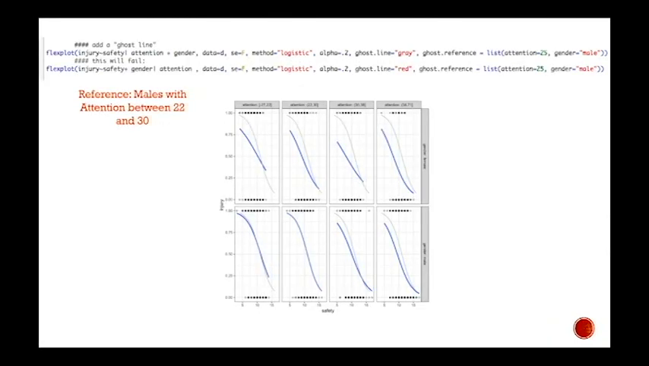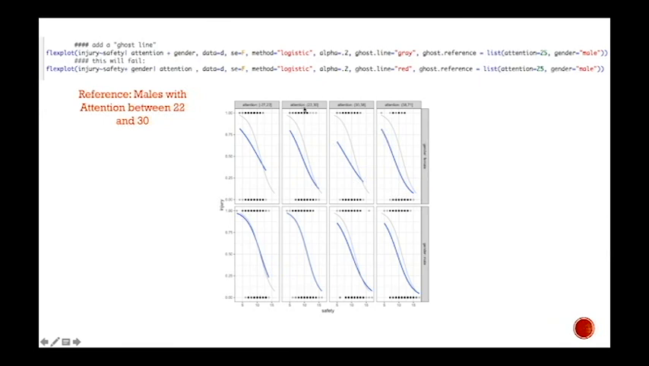What I am doing in this top bit of code, the formula is going to be the same. Safety given... remember, whatever is put first is put on the x-axis. The first one after the pipe is going to be binned and put in the column panels, and the second one binned is going to be in the row panels. And what we are now telling it is to make the ghost line gray, and to reference off of somebody who has an attention of 25 and their gender is male. The function is going to find the appropriate bin. In this case, it would be this one because the value of 25 falls between 22 and 30.